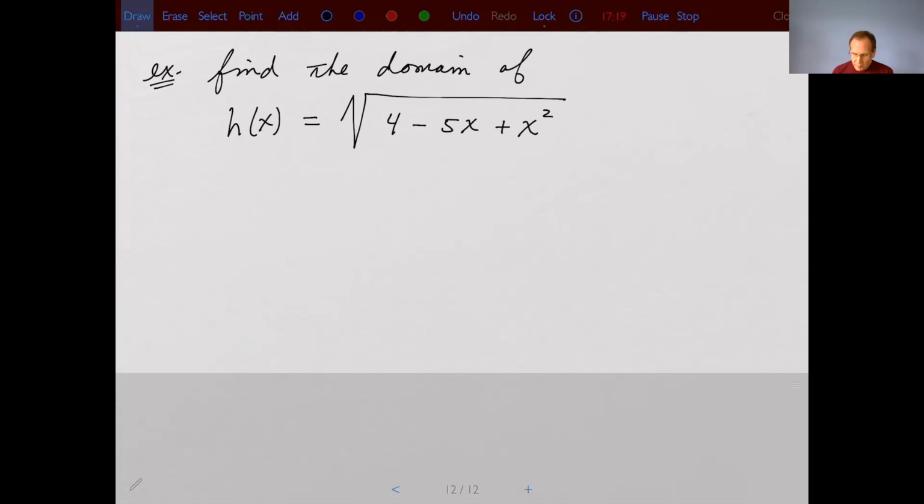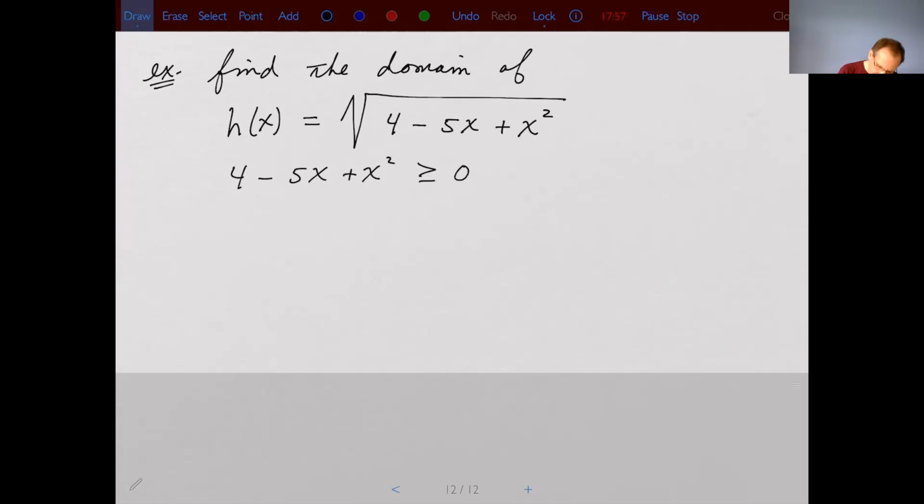Okay, so remember what domain is, right? Domain is all the potential inputs that will make the output a real number, that you can plug in and they'll work. They won't give you any problems. You're not dividing by 0, you're not taking the square root of a negative number or anything like that. So whenever we have a square root like this, the argument underneath the square root, the radicand, has to be greater than or equal to 0. So in this case, the 4 minus 5x plus x squared has to be greater than or equal to 0.